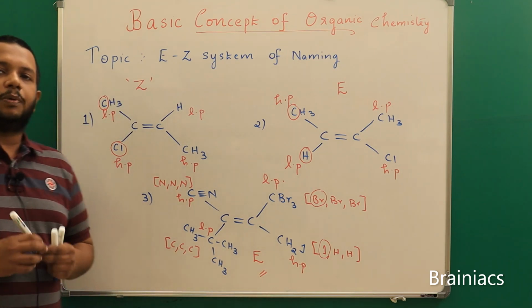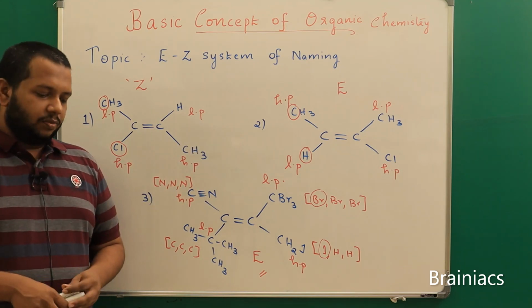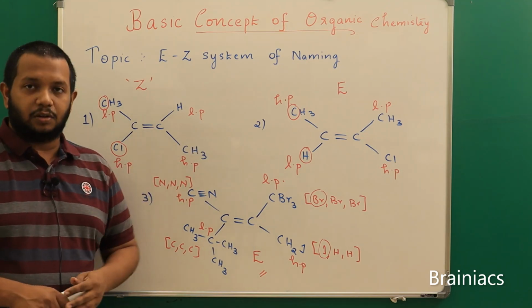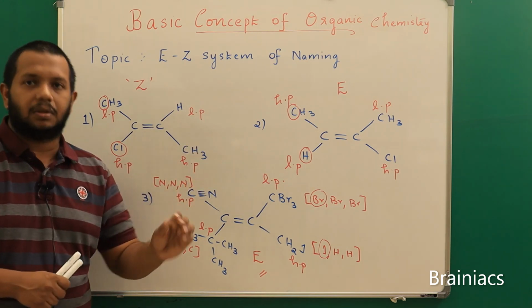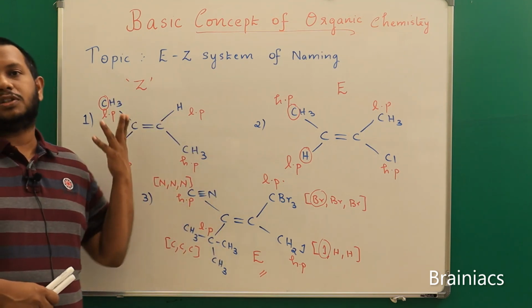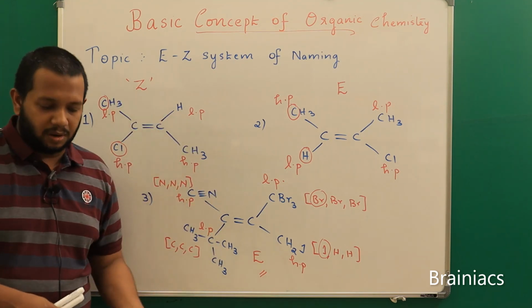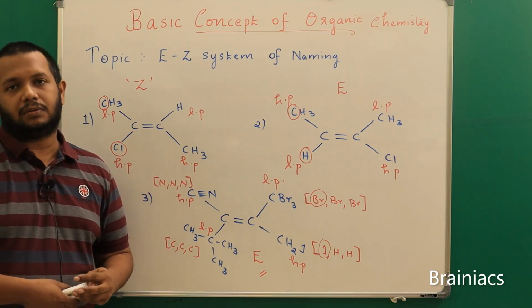Okay, so I hope you got a fair idea regarding the EZ system of naming. Next we will try to see geometrical isomerism in other compounds. Now we have learned geometrical isomerism in alkenes. Now we need to learn geometrical isomerism in oximes, in azo compounds, and at last we need to learn geometrical isomerism in cycloalkanes.